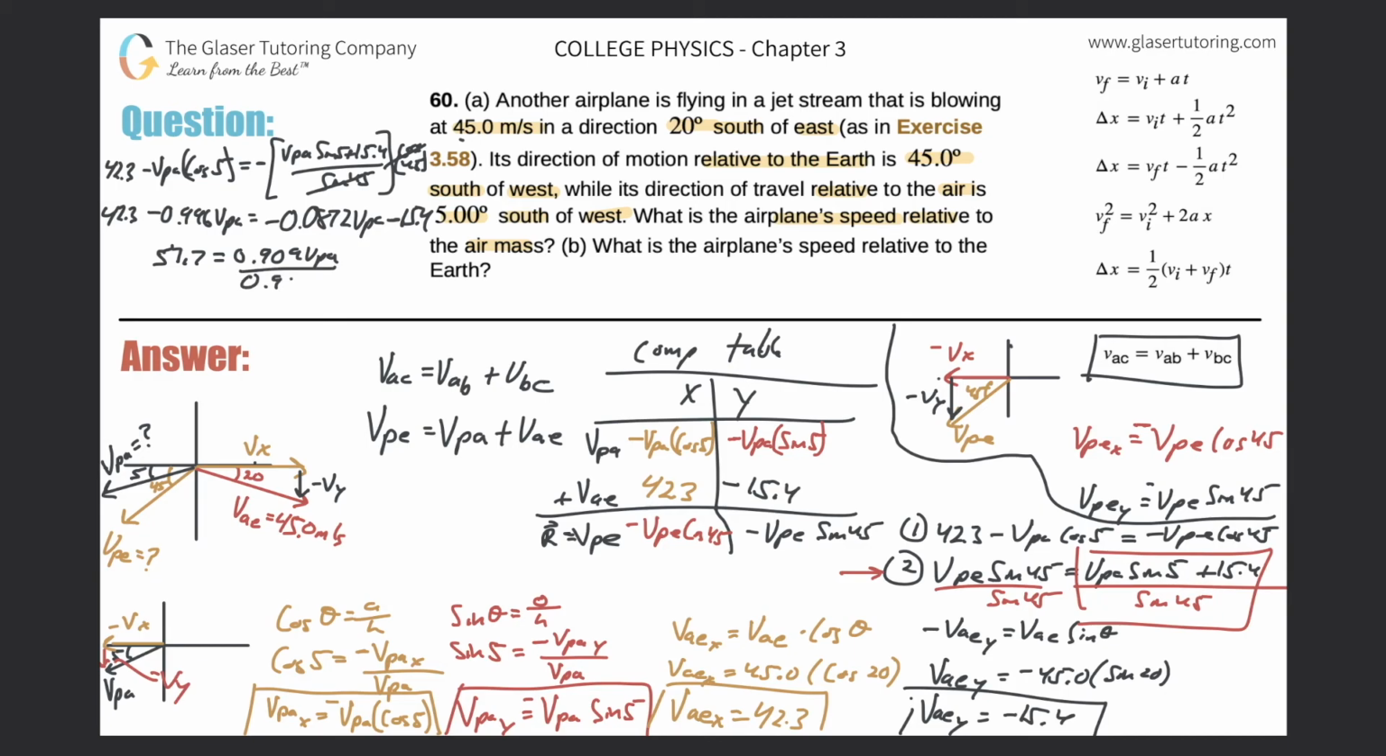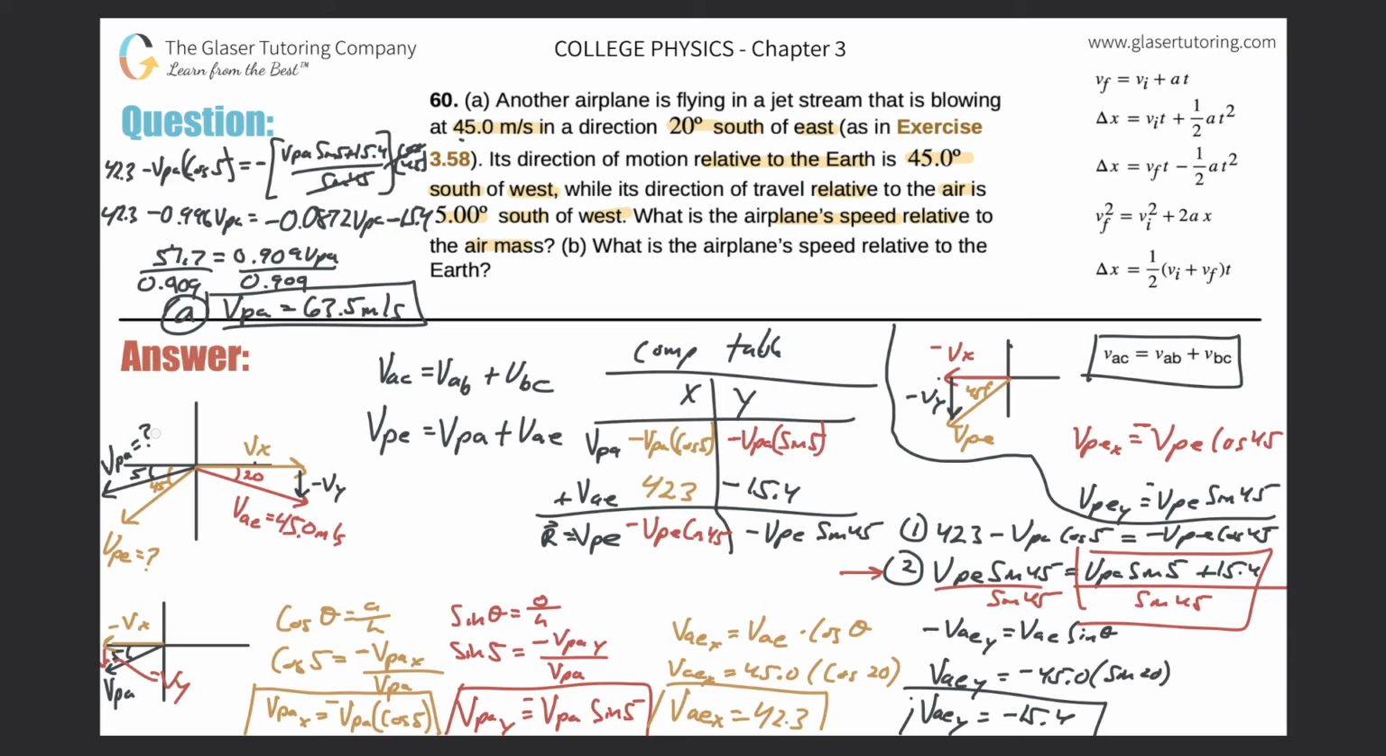Oh my goodness. Thank the good Lord. So now here's VPA. Take 57.7 divided by 0.909. And look at that. Beautiful. 63.5. That is meters per second. So that is the velocity of the plane relative to the air. So I think that's what question A was asking, right? What is the airplane speed relative to the air mass? So there we go. We got it, guys. So we did letter A.